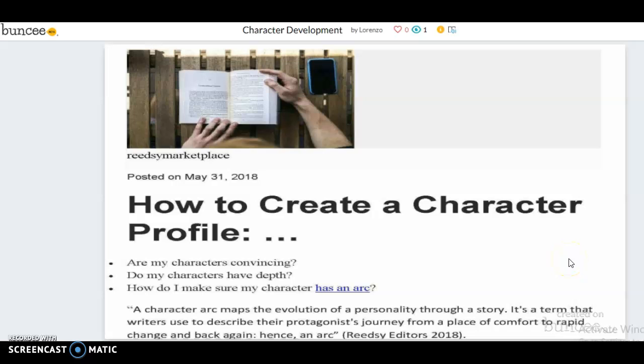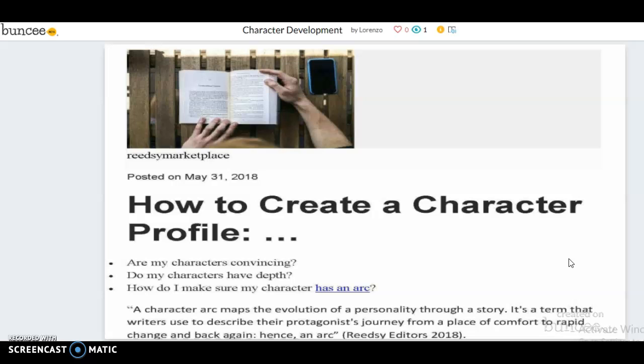So how do we create a character profile? First of all, let's define what a character profile is. A character profile is simply you sitting down and writing a lot of information about your character. When you do this, it helps you inform the character and therefore helps make the character more of a three-dimensional individual, so that when you're writing about the character, the reader can actually get into the character's makeup.